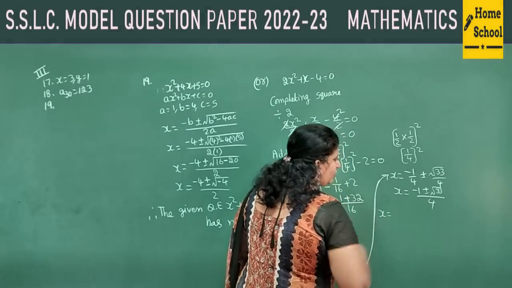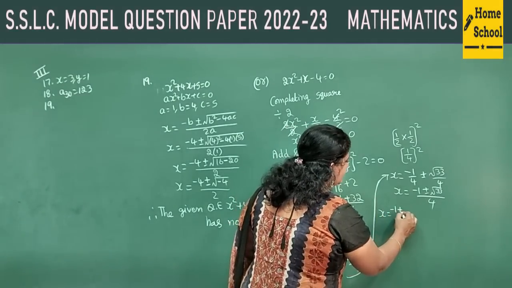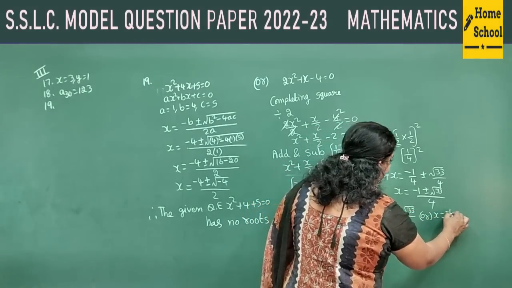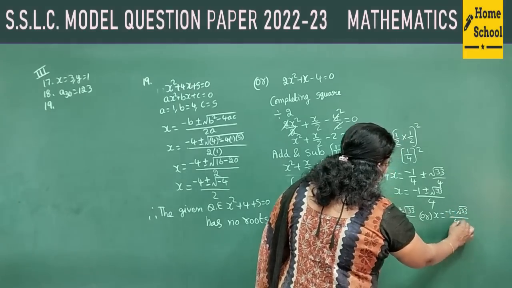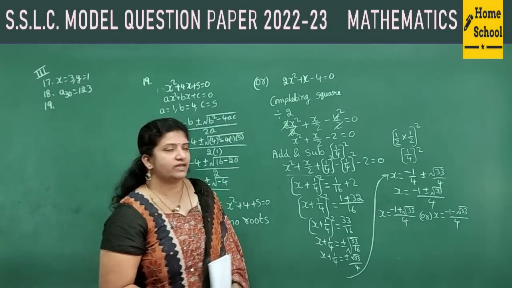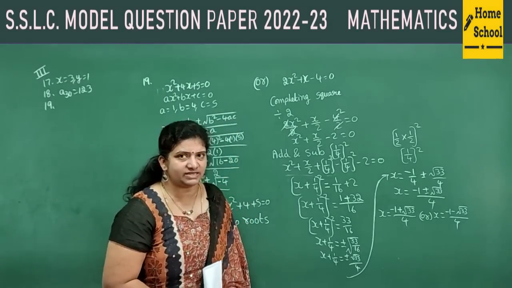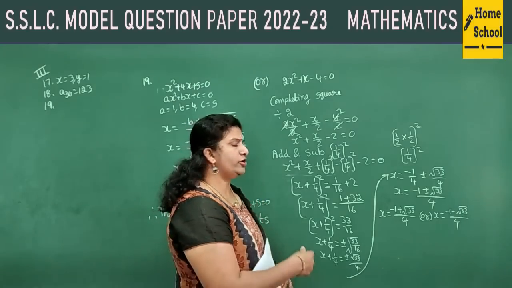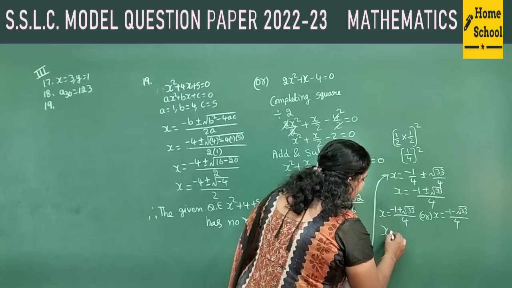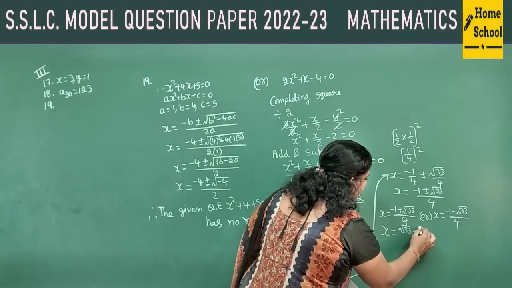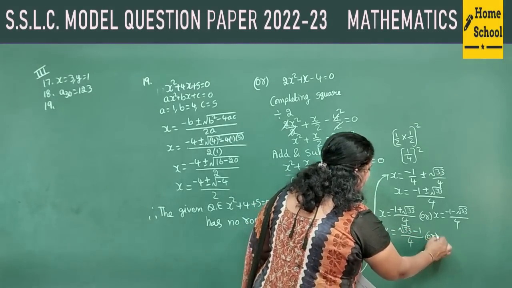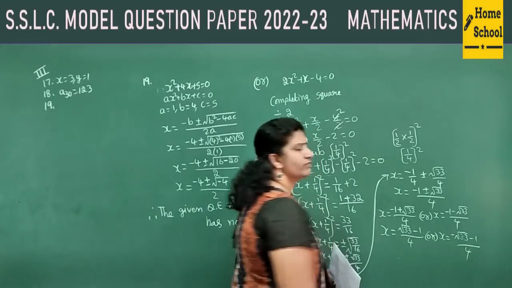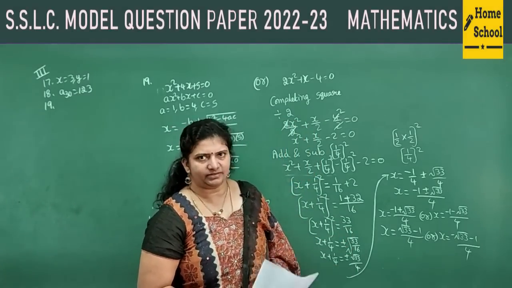Therefore, the roots of the given quadratic equation are minus 1 plus root 33 by 4 or x is equal to minus 1 minus root 33 by 4. These two are the roots of the given quadratic equation 2x square plus x minus 4 equal to 0 by completing square method. If you want, you can rewrite these roots as x is equal to (root 33 minus 1) by 4 or x is equal to (minus root 33 minus 1) by 4. Both ways the roots are correct.